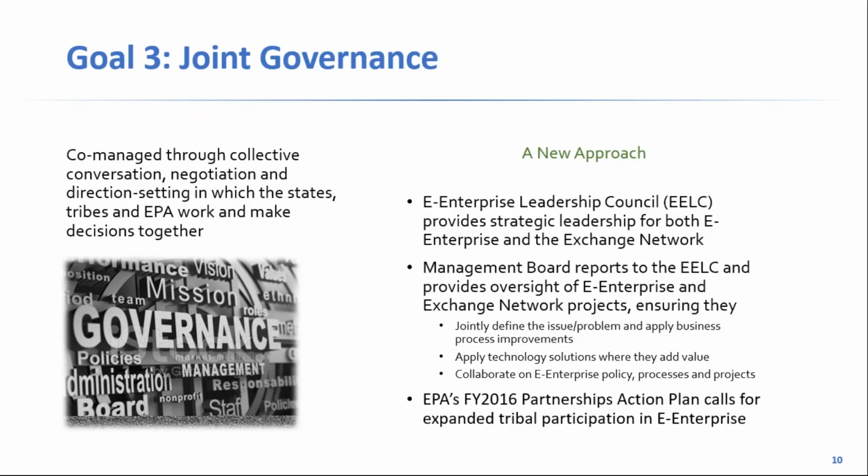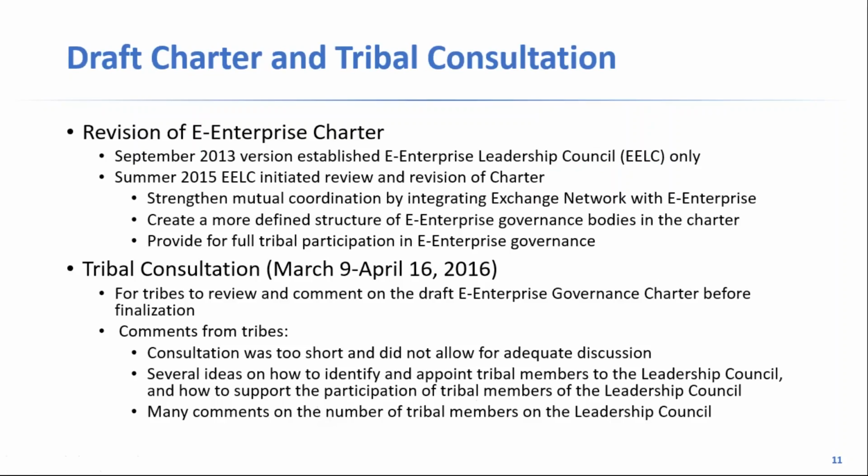The first is the E-Enterprise Leadership Council, or we call it the EELC, which provides strategic direction for both E-Enterprise and Exchange Network activities. The next tier down is the Management Board and the Interoperability and Operations Team, which report to the E-Enterprise Leadership Council, and they both provide oversight and technical direction. The council provides the direction to enterprise projects as well as network projects. The 2016 Partnerships Action Plan further calls upon expanding tribal participation in E-Enterprise, both on the governance bodies and in enterprise projects. And I'd like to turn this over to Andrew Bach at this point so we can talk about the first part, which is the governance bodies.